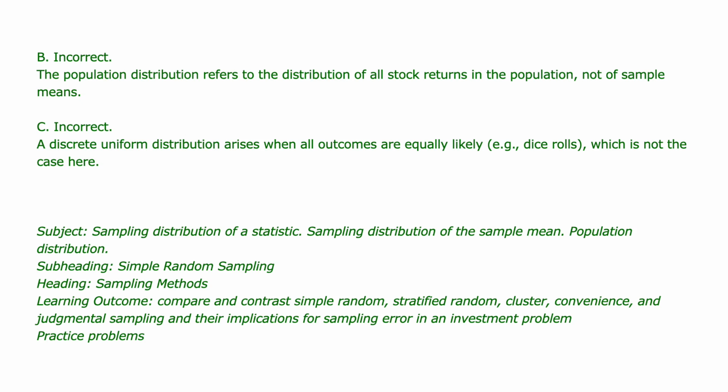B. The population distribution refers to the distribution of all individual stock returns, not the distribution of sample means. C. A discrete uniform distribution means all outcomes are equally likely, like dice rolls, which is not the case here. Sample means follow a distribution shaped by the underlying population and sample size.